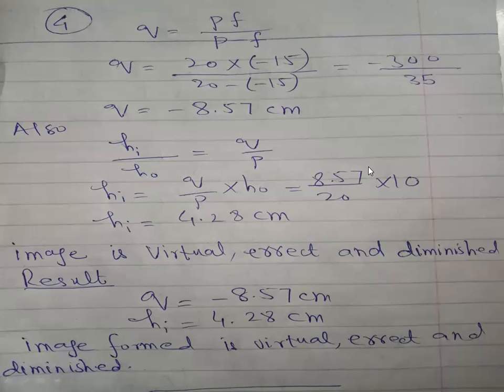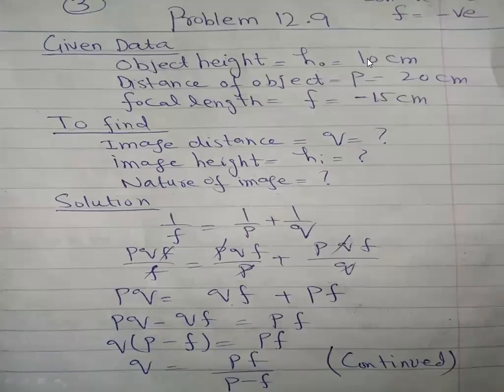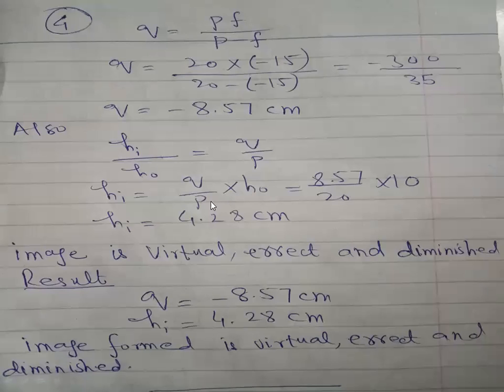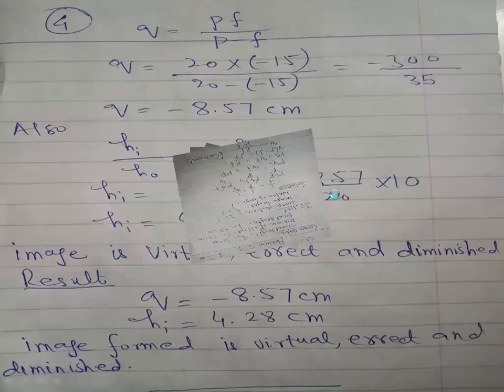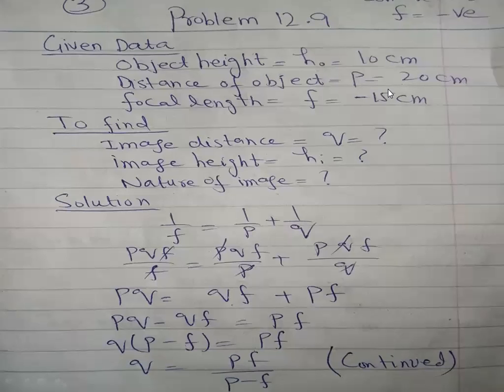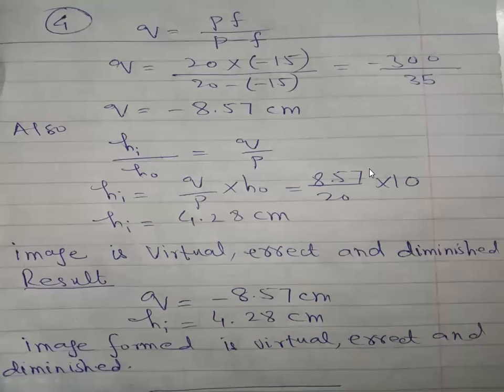Q is 8.57, I just found it. The value of P is 20, and H naught is 10. The object height is given to me as 10 centimeters. You know the value of P is 20, it's given to me. So I just plug in the values over here, and I find the image height is 4.28 centimeters.